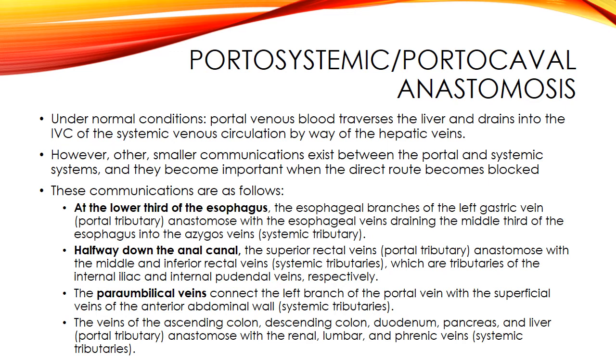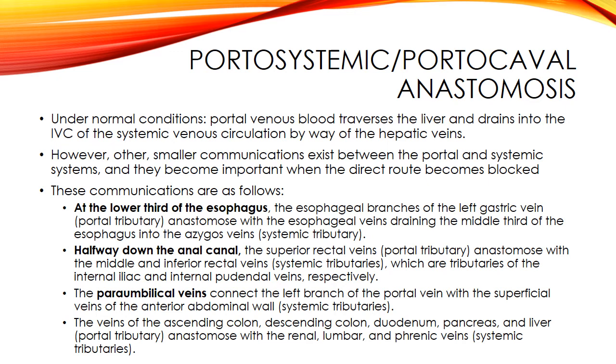We also have other small communications, and these communications are known as sites for portosystemic or portocaval anastomosis. These become very important when the main route is blocked. When this main pathway through the liver is blocked because of thrombosis of the portal vein or because of cirrhosis of the liver, then these small communications, the portosystemic anastomoses, become important for providing a communication between the portal and systemic circulations.